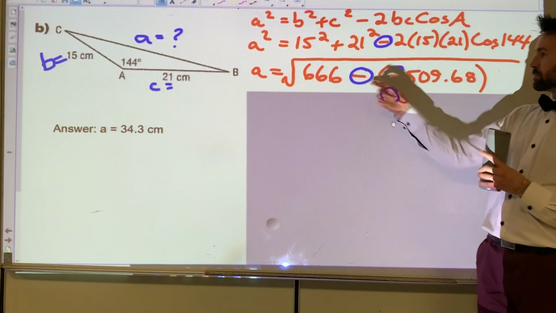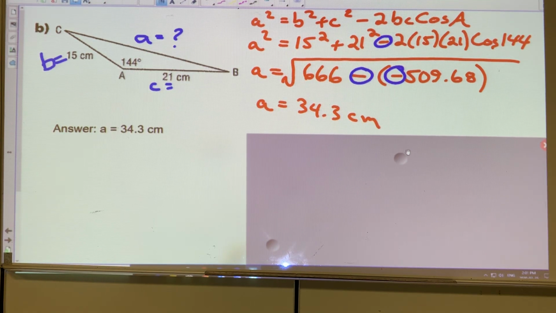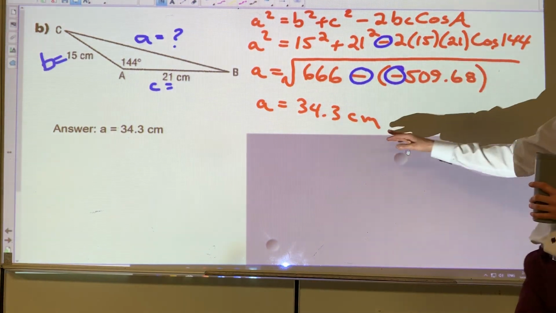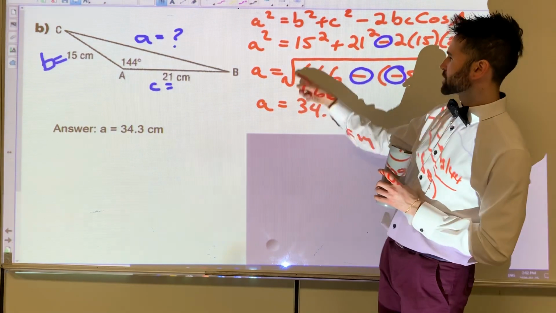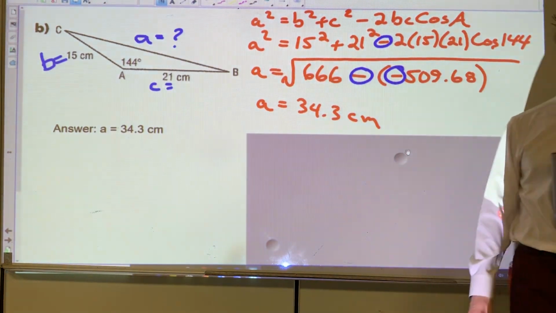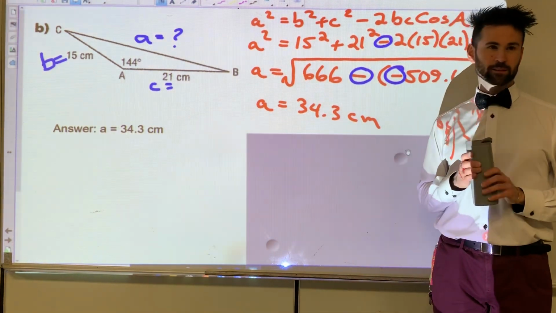So we have a double negative, so we're going to end up adding those, which we shall do. I didn't show that step. I just did 666 plus that, and then I did the square root of it. You'll notice in this example, I thought ahead, and I did the square root and got rid of the squared here, so that's another thing I did. And you get 34.3. Don't forget your units. Is everybody happy with that?